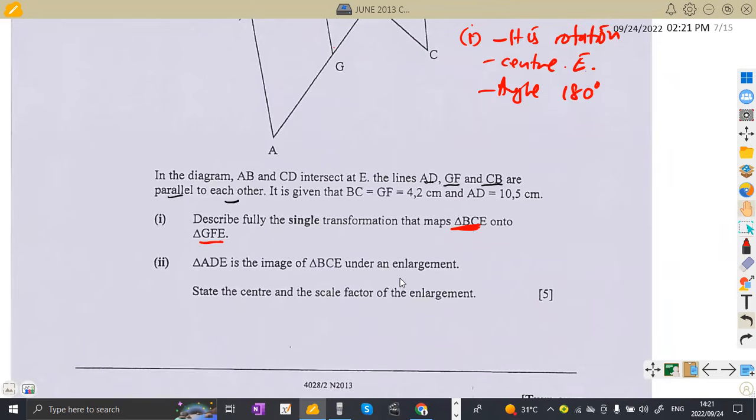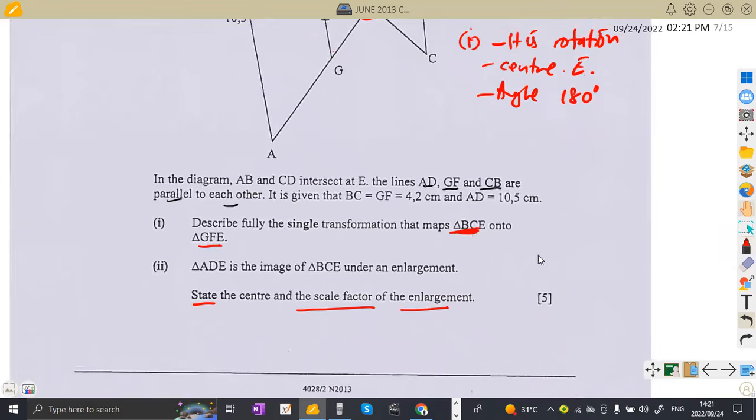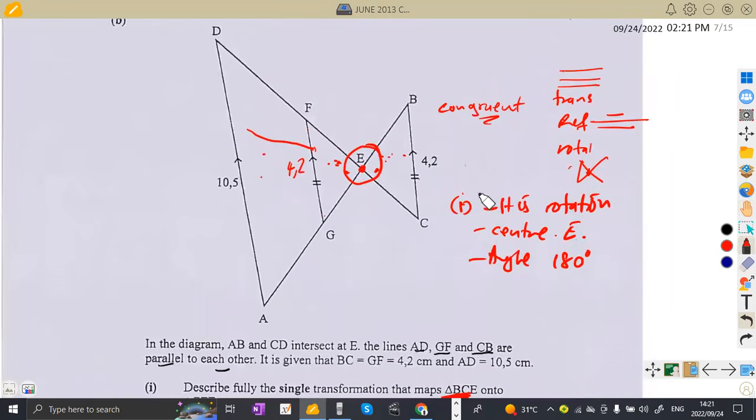That one you're supposed to know, because they can ask you to describe. If you were describing, you're supposed to say it's an enlargement. But now they already told you. What they just need is for you to state the center and the scale factor of the enlargement. So the center is not going to change. The center is still E, because you are mapping this triangle onto this other triangle.